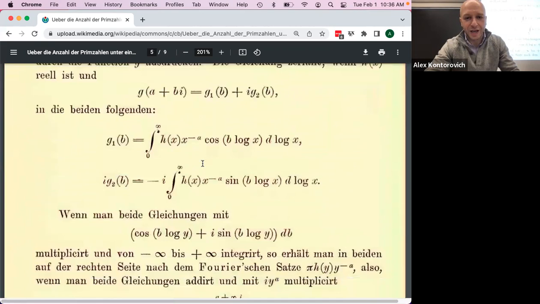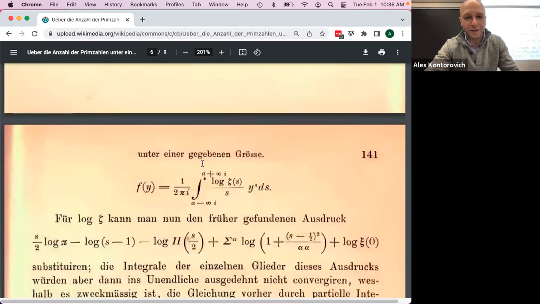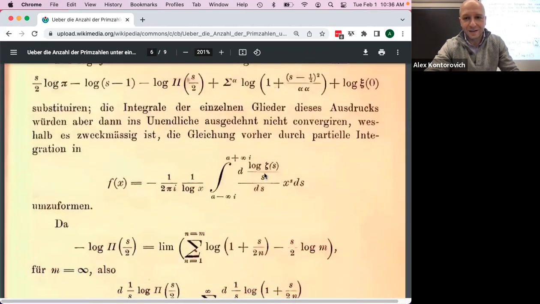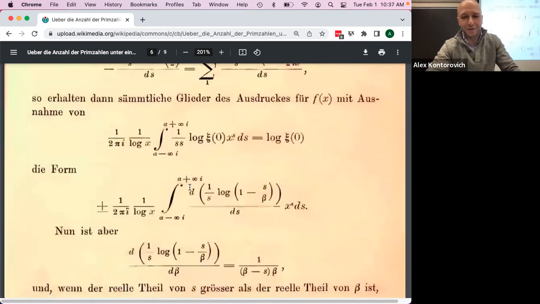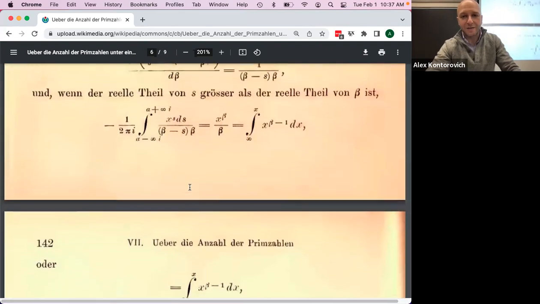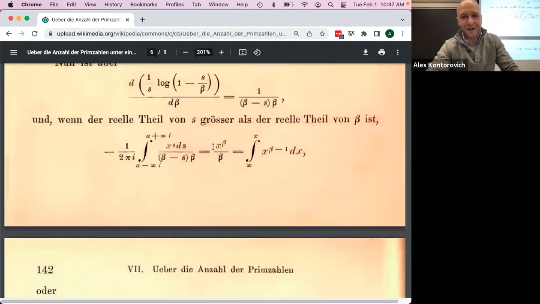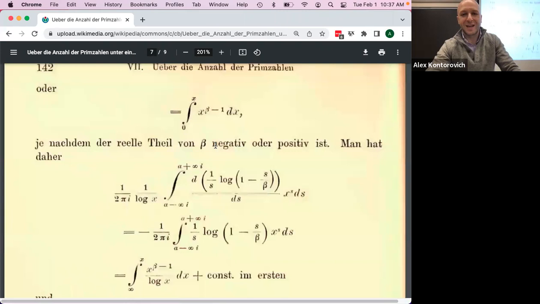Okay, and then he's going to take log zeta. He's going to take the logarithmic derivative of zeta. Well, something like it. It's log zeta over s, and he takes the derivative with respect to s of that, multiplies by x to the s, and takes an inverse transform and has a 1 over log. So you get something very close to what we had, equals contours. The treatment that I gave, and here is the x to the beta over beta coming out of these integrals.